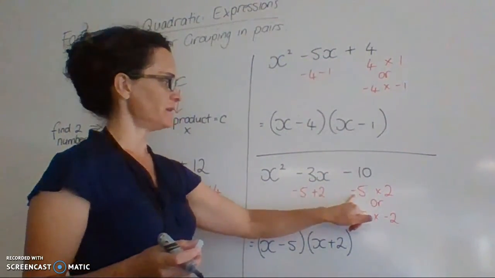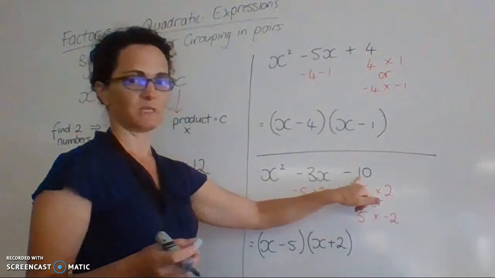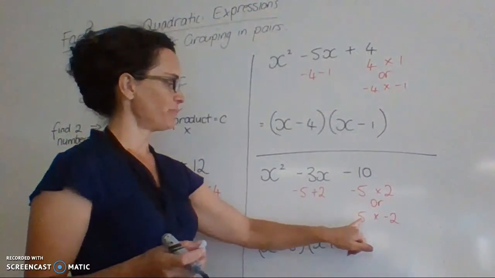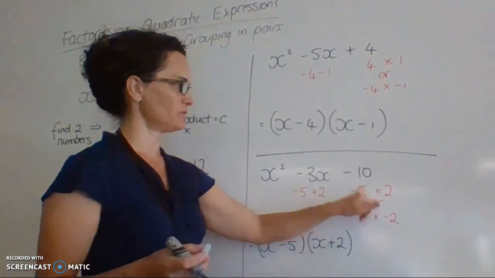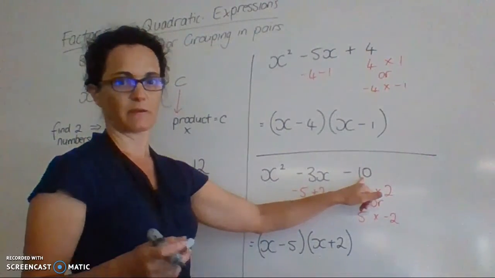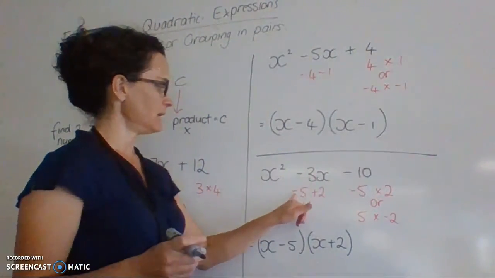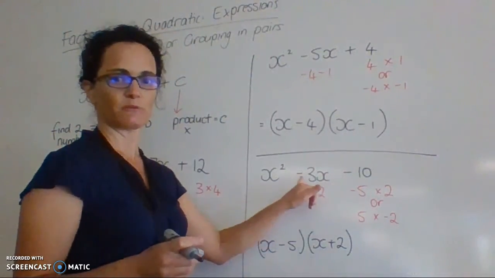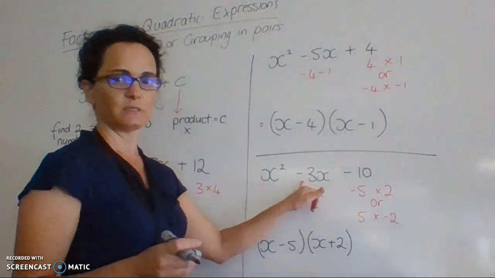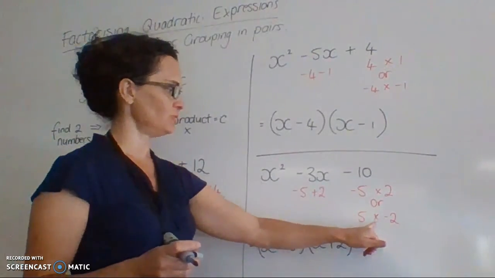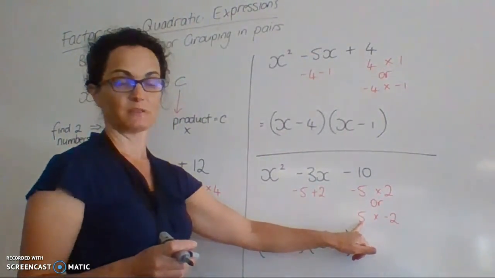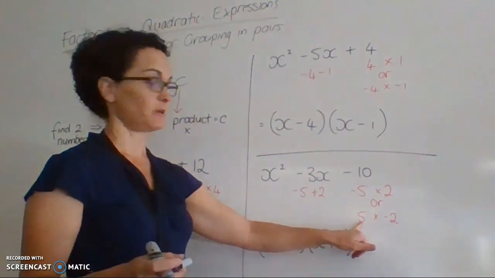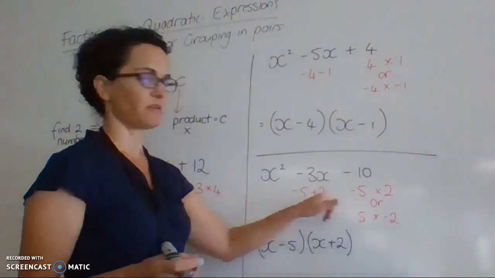So negative 5 times positive 2 gives me negative 10. And positive 5 times negative 2 also equals negative 10. But negative 5 plus 2 equals negative 3. Negative 2 plus 5 equals positive 3. So it has to be this pair of numbers here.